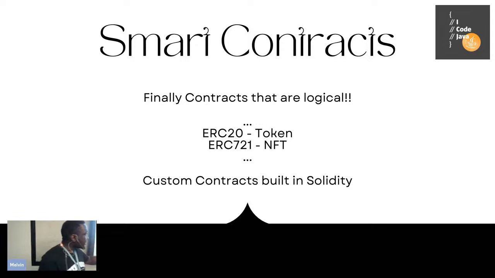We have NFTs, ERC721, which is also a standard. But you can go and build your own custom contracts as well using Solidity.